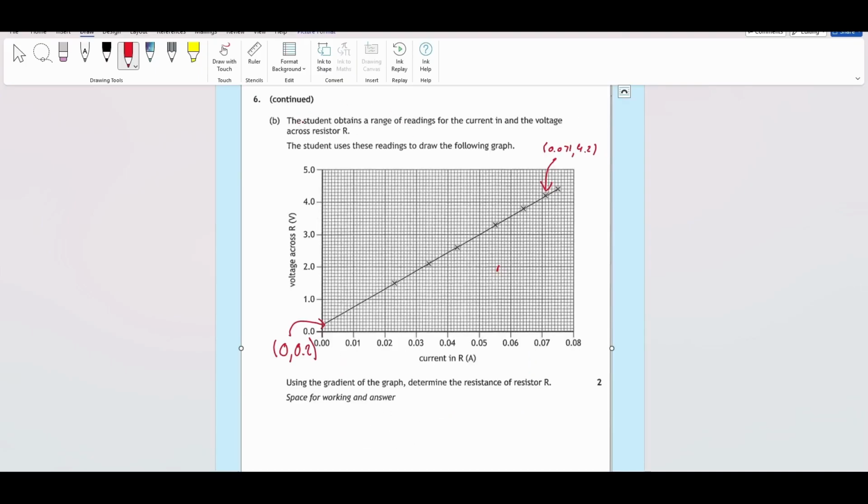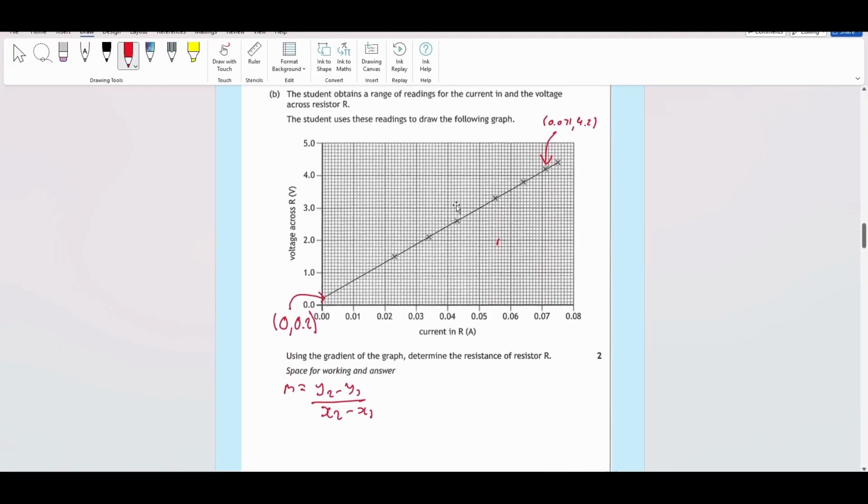So question 6b says the student obtains a range of readings for the current in and the voltage across resistor R. And then they draw a graph, and we have to use the gradient of the graph to determine the resistance of resistor R. So the gradient is the resistance of R. So what we do is we do m equals y2 minus y1 over x2 minus x1. And then we pick 2 points from the graph. So I've picked these 2 points here. And it's good to pick points that are further away from each other, so it reduces the likelihood of errors and gives you a more accurate answer.